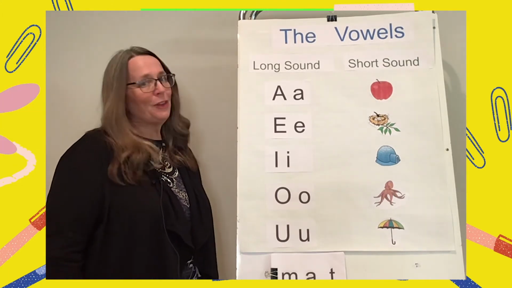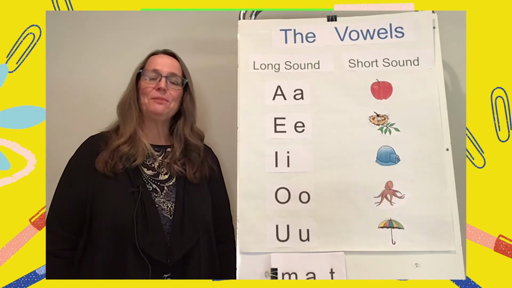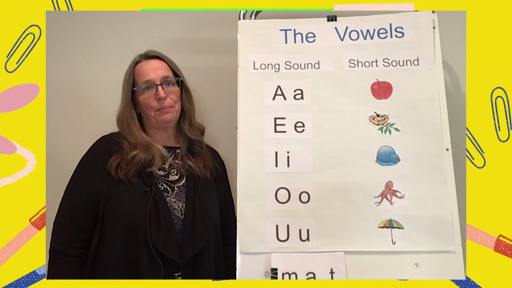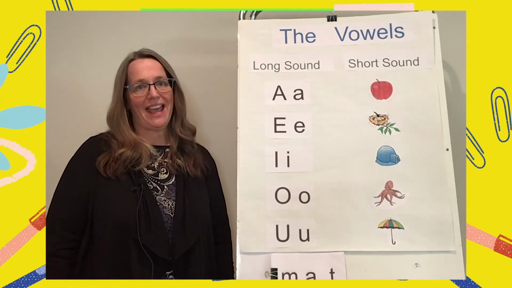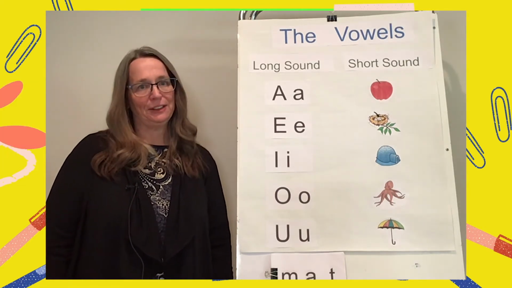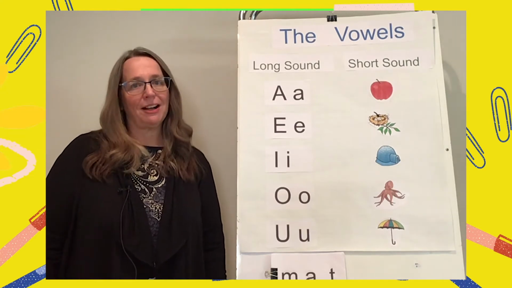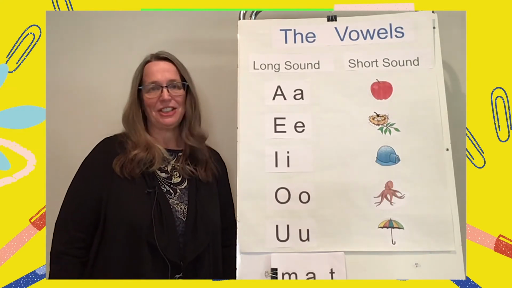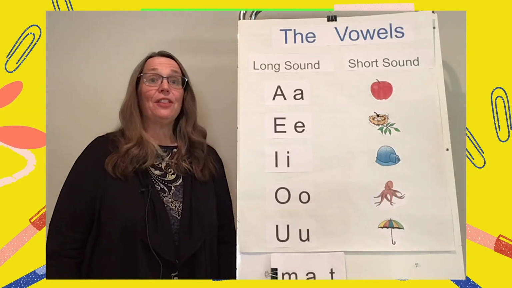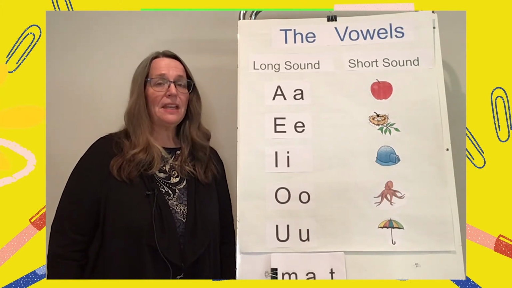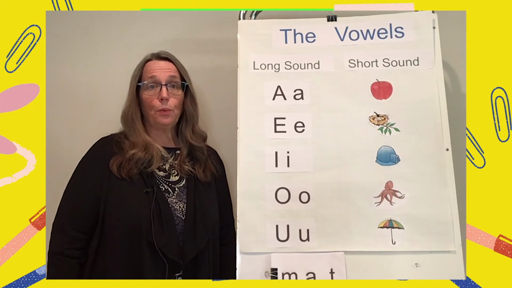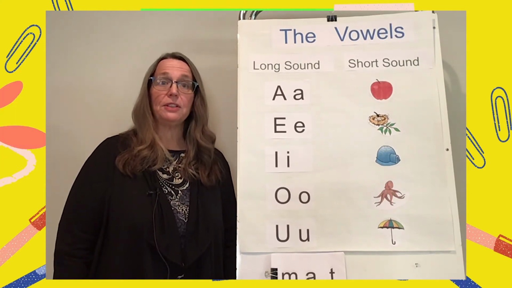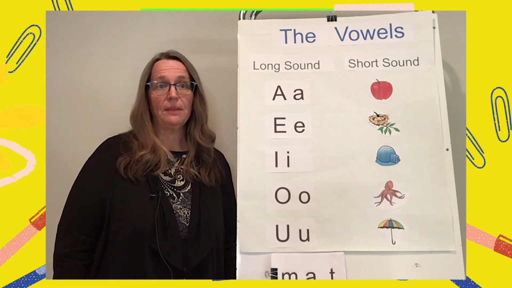Now when you learn the alphabet the first time, your teacher might say something like, A is for apple, E is for egg, I is for igloo, O is for octopus, U is for umbrella. That's not just for fun. There's a reason for it. Each of those words helps you remember the short vowel sound when you're reading.